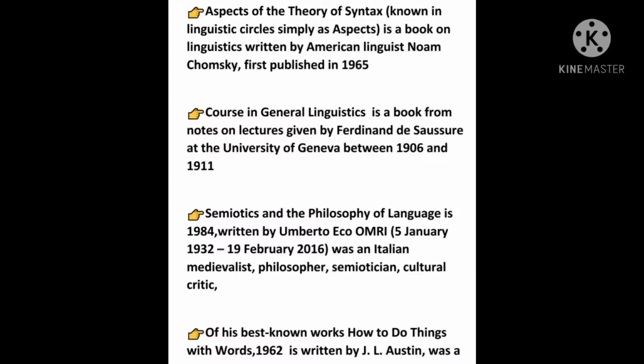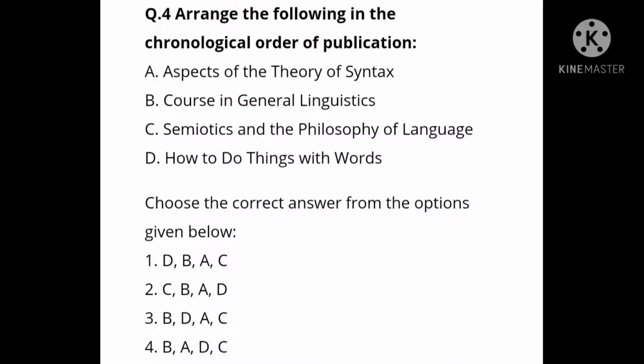And the last one is How to Do Things with Words, a book by J.L. Austin, published in 1962. So when we arrange it in chronological order, the first one is Course in General Linguistics by Ferdinand de Saussure, which was written between 1906 and 1911 but published in 1916. The next is How to Do Things with Words, published in 1962. The next is Aspects of the Theory of Syntax, published in 1965. And the last is Semiotics and the Philosophy of Language by Umberto Eco, published in 1984. So here the right answer is option number 3, B, D, A, C.